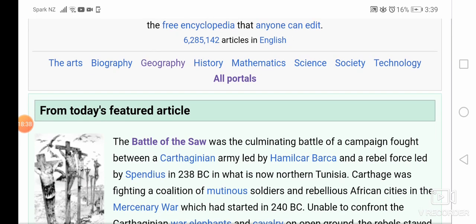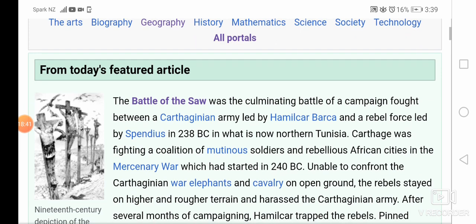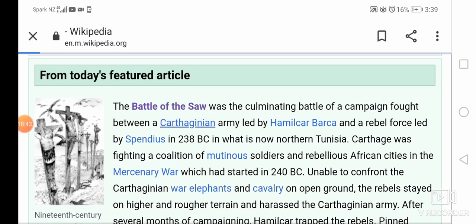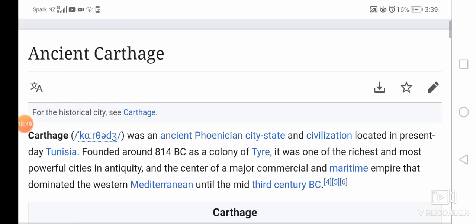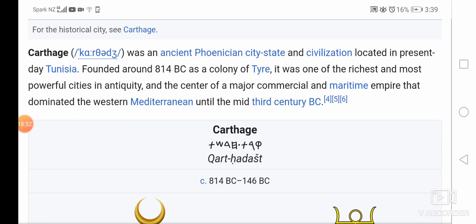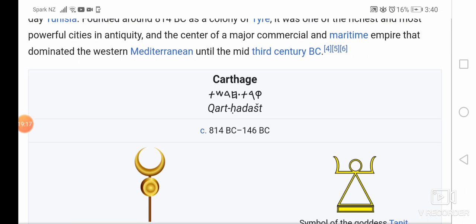The Battle of Soar was the culminating battle of a campaign fought between a Carthaginian, ancient Carthage. Carthage was an ancient Phoenician city-state and civilization located in present-day Tunisia, founded around 814 BC as a colony of Tyre. It was one of the richest and most powerful cities in antiquity, and the centre of a major commercial and maritime empire that dominated the western Mediterranean until the mid-3rd century BC.